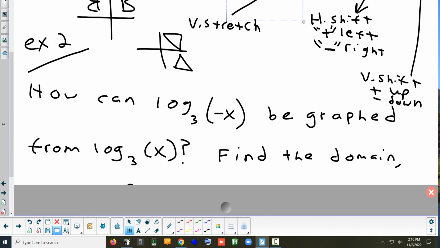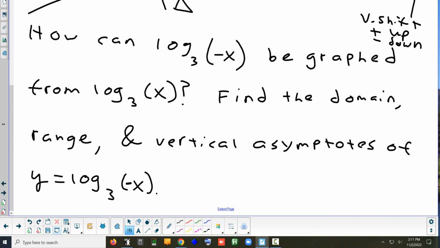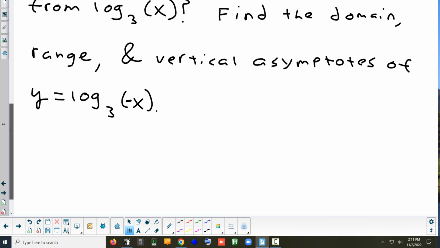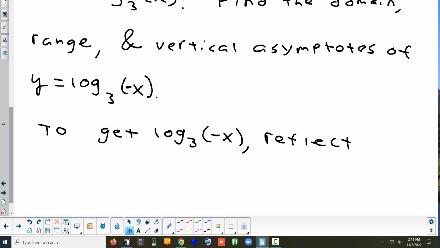I want to know how I could get log base 3 of negative x from log base 3 of x. Okay, what is that negative doing? That's the only thing in this problem. Yep. It's a reflection. And what kind of reflection? Horizontal. It's a horizontal reflection. Okay, so what do we want to do? To get log base 3 of negative x, reflect the original over the y-axis, or you could say reflect the original horizontally.